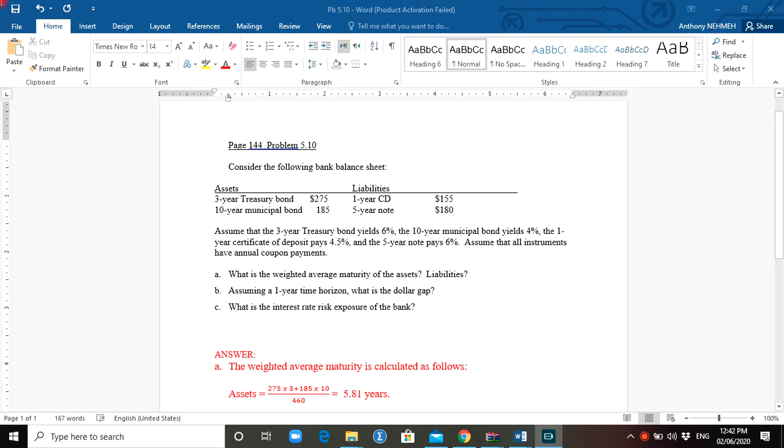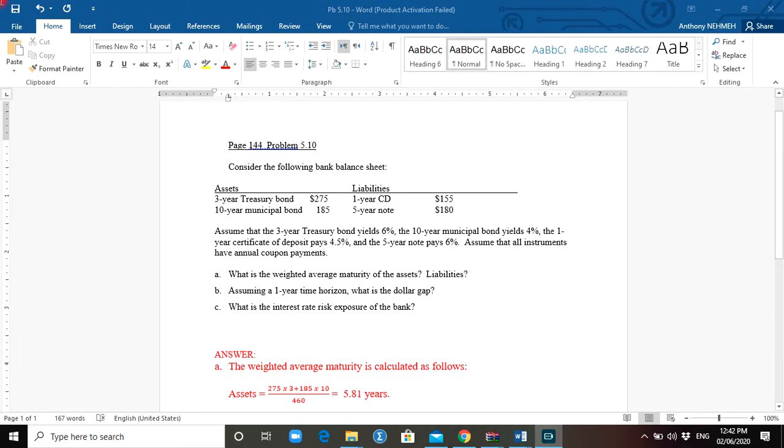Good morning. We are going to solve problem 5.10, page 144, 145. Consider the following bank balance sheet. We have a balance sheet, assets on the left side, liabilities on the right side. We have a 3-year maturity treasury bond and a 10-year municipal bond. It's an investment for the bank. That's why we put them into the assets.